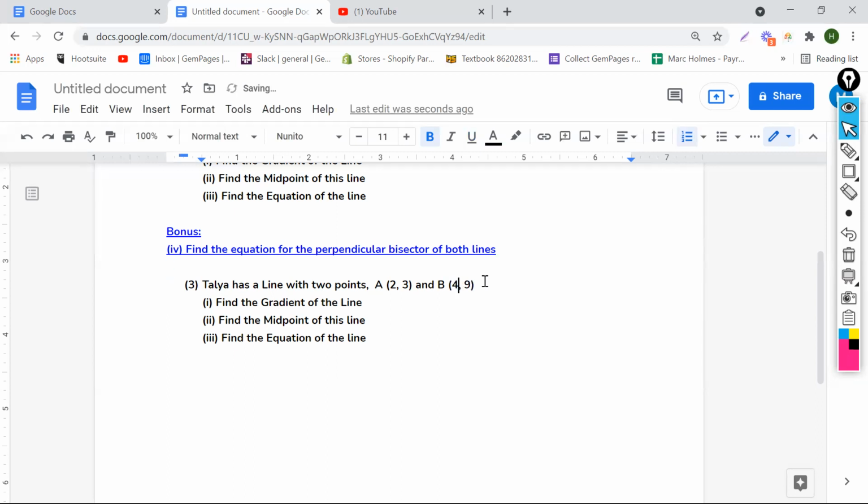Okay, all right. Okay, guys, so this is it. A is 2 and 3, and B is 4 and 9. Yes, with these two points, A is 2 and 3, B is 4 and 9. Find the gradients, find the midpoint, and find the equation of the line. Cool.